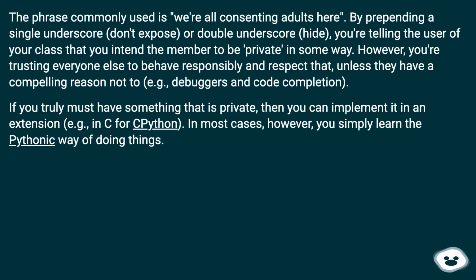The phrase commonly used is "we're all consenting adults here." By prepending a single underscore, don't expose, or double underscore, hide, you're telling the user of your class that you intend the member to be private in some way. However, you're trusting everyone else to behave responsibly and respect that, unless they have a compelling reason not to, for example, debuggers and code completion.